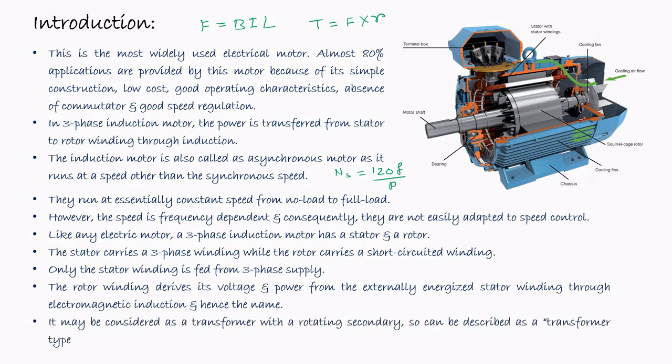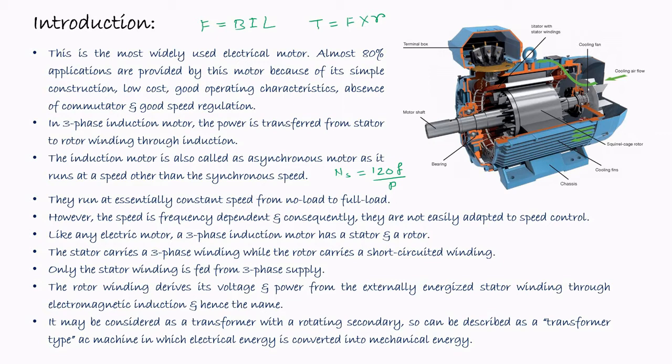Now, if we consider the operating principle of the induction motor, it can be seen that it is the same as that of the transformer. So, it can be considered as a transformer with a rotating secondary winding. The induction motor can be described as a transformer type AC machine in which the electrical energy is converted to mechanical energy.